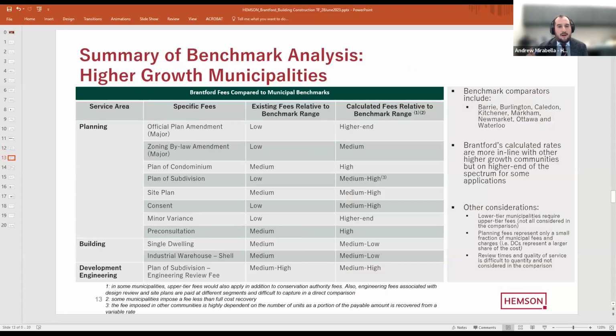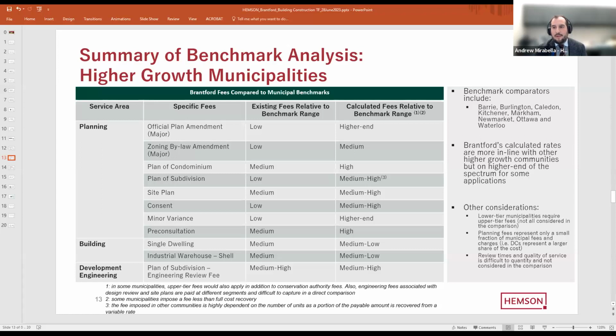So when we think about those fees relative to some of the benchmark communities, what does that mean? This table at a high level looks at some of the specific fees on planning, building, and development engineering. I've taken a benchmark, and you'll see it on two different slides, one on higher growth municipalities, ones that are seeing levels of growth like Brantford, or ones that have signed similar housing pledges and are looking to build more homes. This benchmark analysis looks at communities such as Barrie, Burlington, Caledon, Kitchener, Markham, Newmarket, Ottawa, and Waterloo. The fees that are currently in place in Brantford relative to these communities would see Brantford's fees on the low to medium end of what those fees are in other communities.